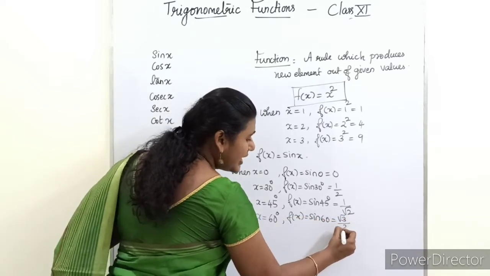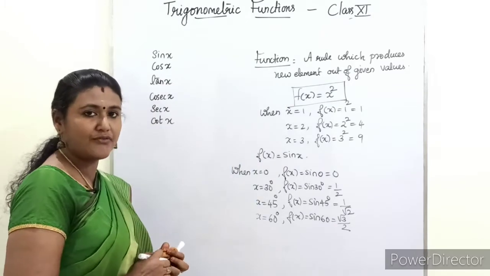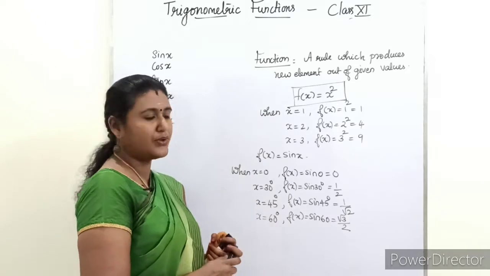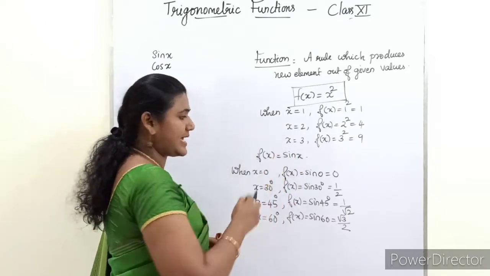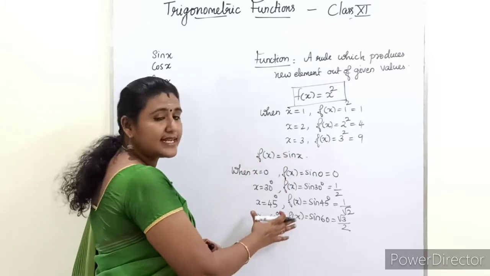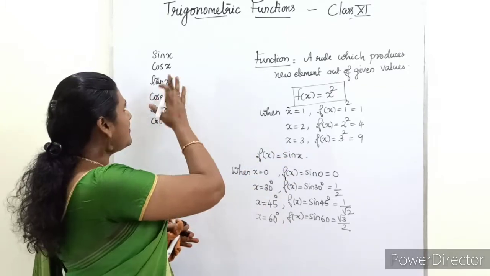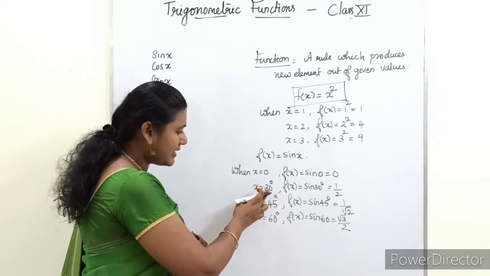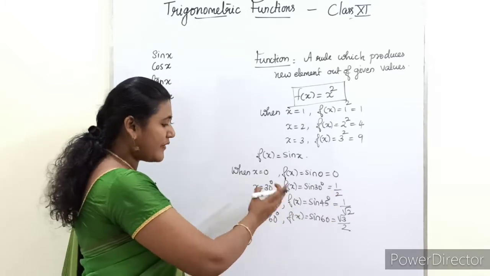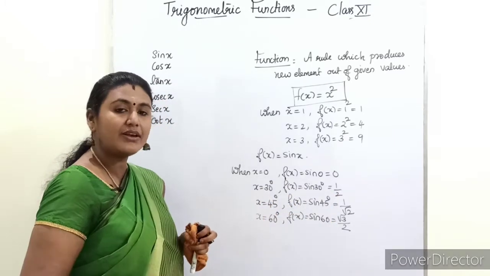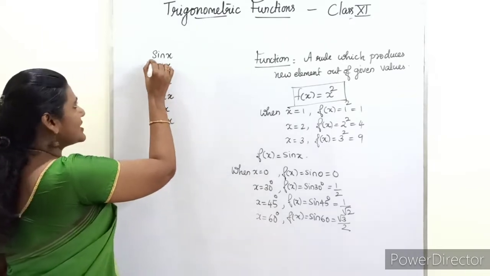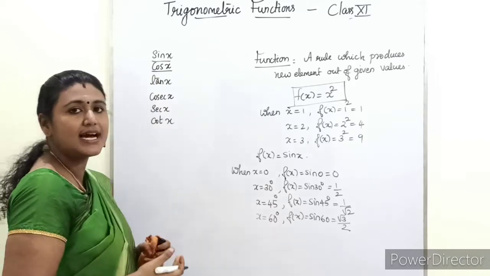So here, for a unique value of x, we are getting a unique f of x. We get a unique value for the trigonometric ratio sin x, so we can say that sin x is a function. The same argument we can use for cos x. If you take x is equal to 30, you get cos 30 as root 3 by 2. For every angle you get different values of cos, so cos x is also a function. So we got sin and cos as functions.